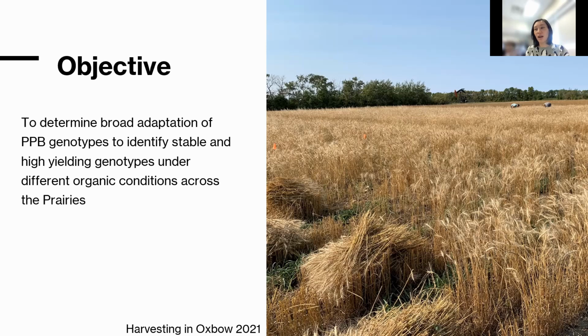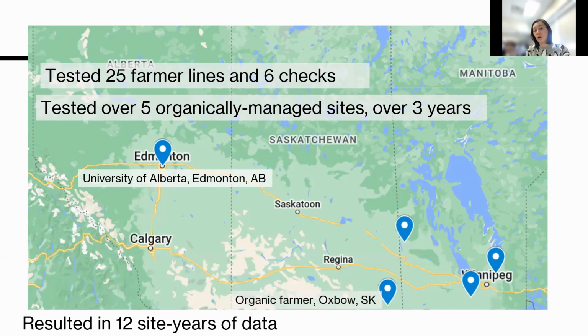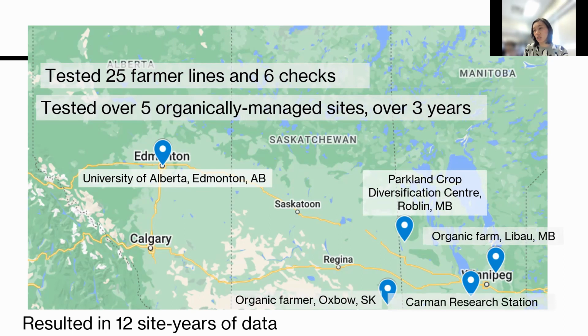On top of that, it was a great opportunity to take PPB lines from many different geographic regions and test them across many different environments. And so we tested 25 farmer lines and 6 checks, and we tested them over 5 organically managed sites over 3 years. We tested at the University of Alberta Organic Research Station, Organic Farmer Oxbow, Ian Cushion, the Parkland Crop Diversification Center, Organic Land in Roblin, Manitoba, an organic farm in Lebo, and the Carmen Research Station.